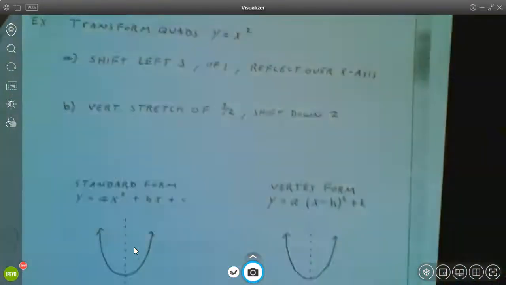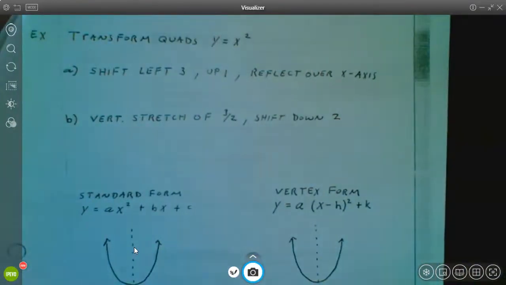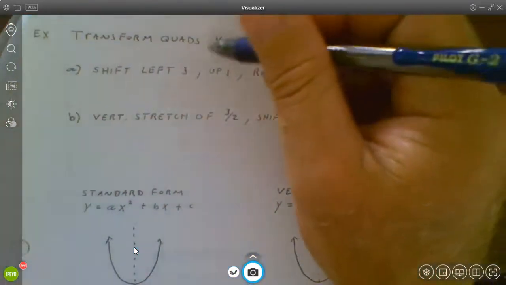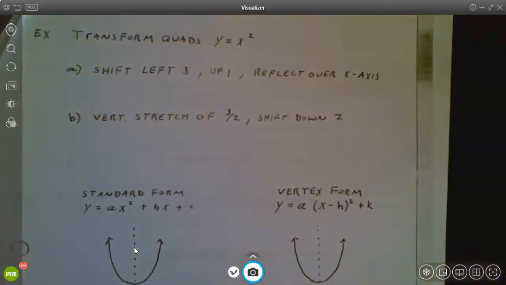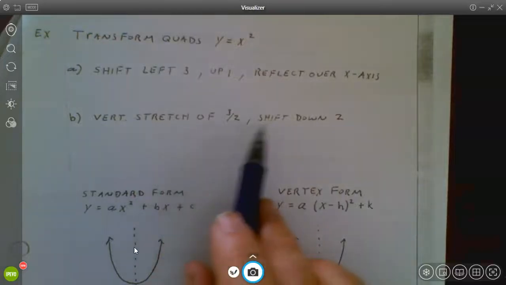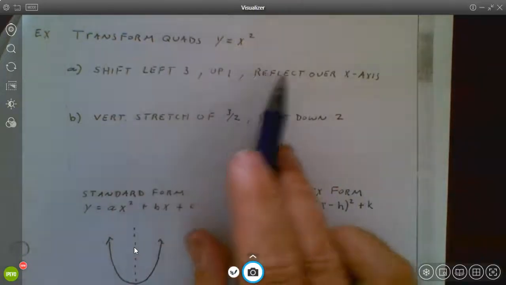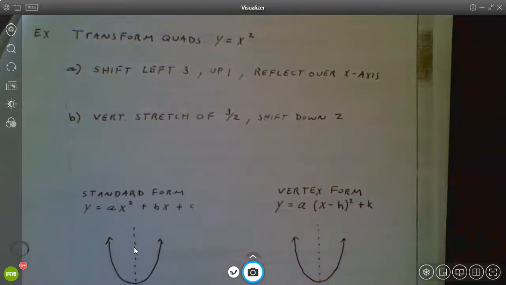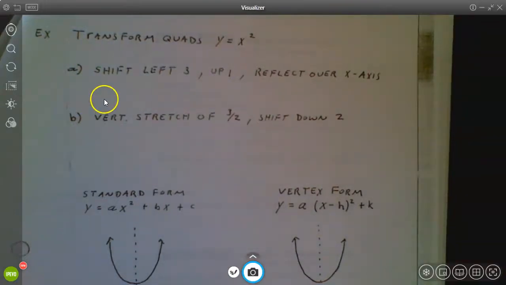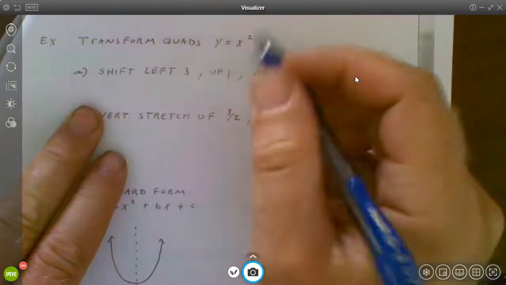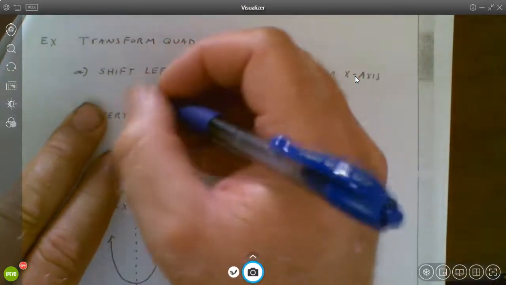So a little more of what we're going to be looking at here is just transforming quadratics. So here is our basic parent function for quadratics, just y equals x squared. We've already talked about all these in chapter 1, so I wanted to throw that into this model since that's what we're kind of dealing with right now in this first lesson. So a couple reminders here. If we're going to shift left 3, we're going to do a vertical shift up 1, and then we're also going to throw in a reflection over the x-axis. So what would that look like if we threw all three of those into this parent function?